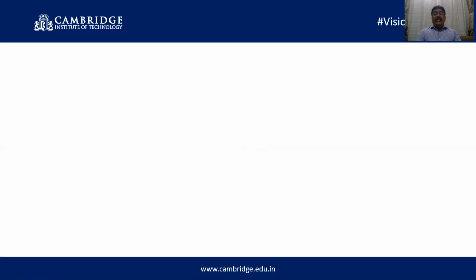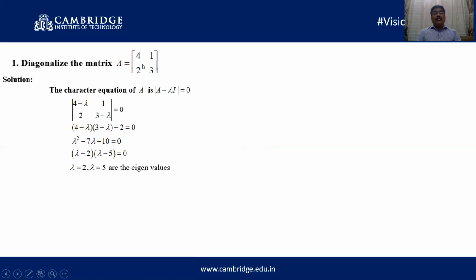Now, by considering one simple example, I will try to convey this concept in detail. The first example: diagonalize the matrix A. This is of order 2 cross 2 because in our VTU syllabus it is restricted only to 2 by 2 matrices. Okay. Now let us move on to the solution part.